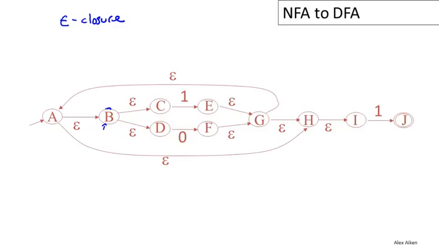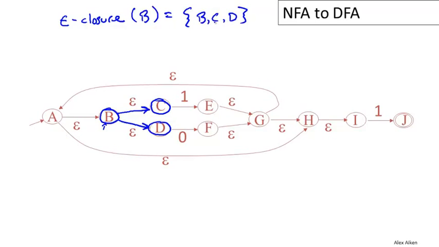And so B is the state that we're starting with, so B would be included in the set. And then there's an epsilon move to C, so C would be included in the set, and there's another epsilon move to D, so D would be included in the set. And so we would say the epsilon closure of B is equal to the set {B, C, D}. And let's do one more as an example.